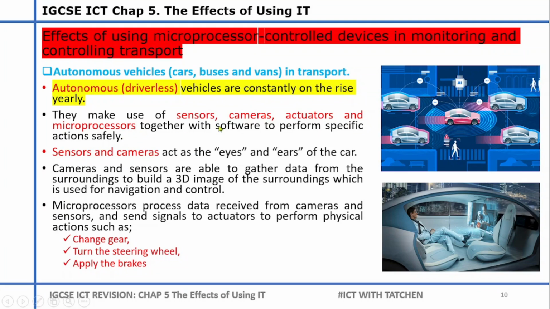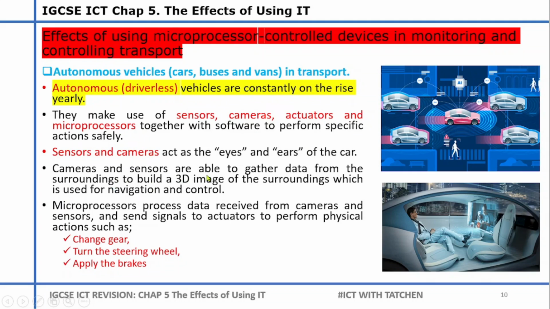Now they make use of sensors, which we discussed in chapter 1, cameras, actuators, and microprocessors together with software to perform specific actions. So the sensors and cameras act like the eyes and ears, or whatever you want to put it. And the actuators, whenever a sensor sees something on the cameras, are caused to perform a particular function via the microprocessors.